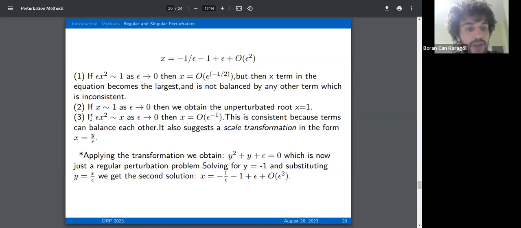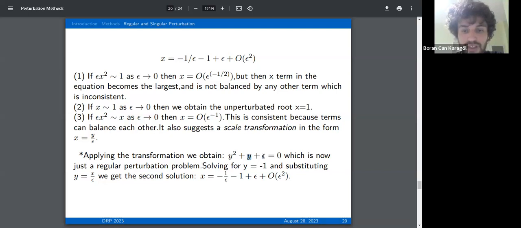If epsilon x squared is asymptotic to x as epsilon goes to 0, then x has to be at least of the order epsilon to the power of negative 1. This is consistent because the terms can balance each other, because these two balance each other. And it also suggests a scaling transformation in the form of this expression right here. And if we were to apply this transformation to the given quadratic, we would obtain a solution like this in the y's. And it has now just become a regular perturbation problem.